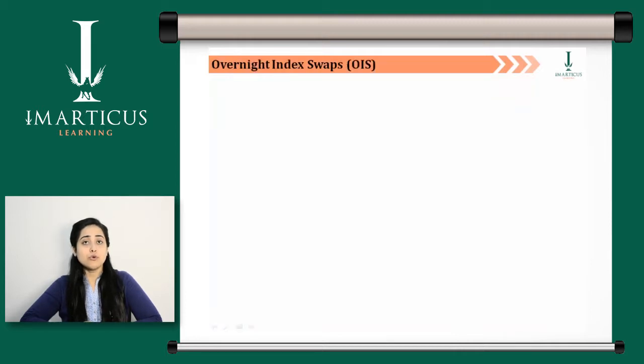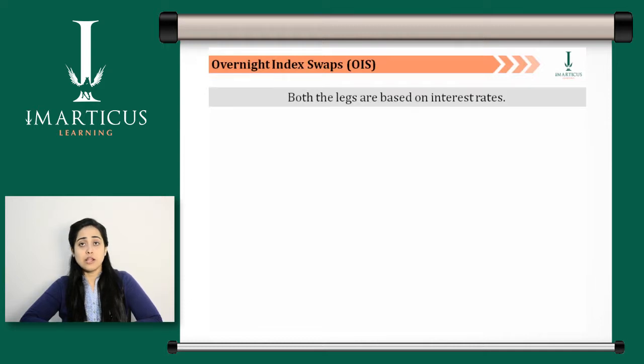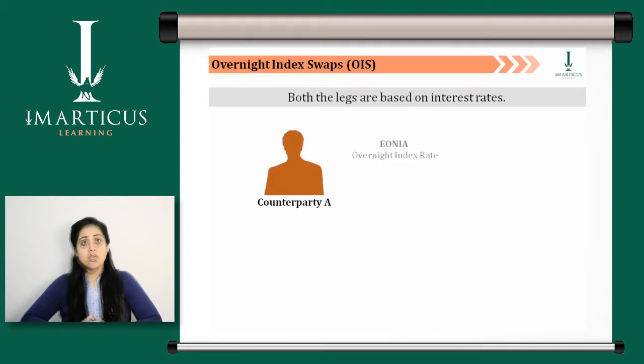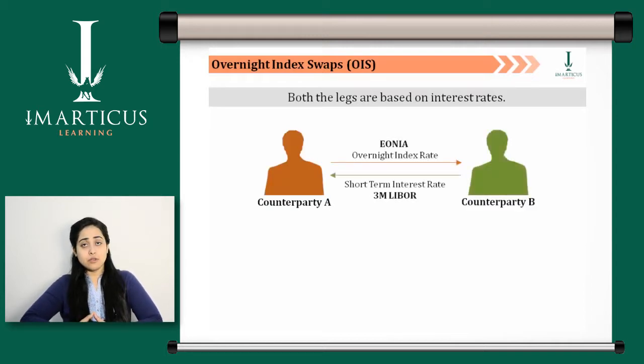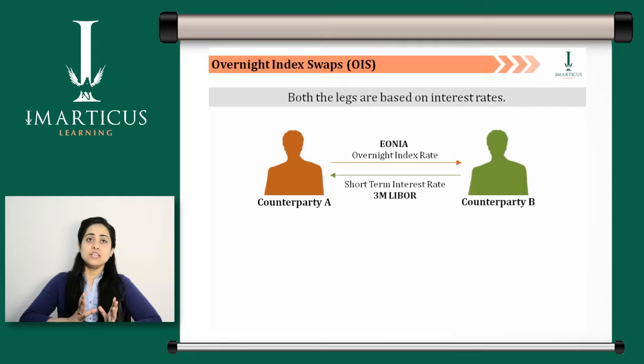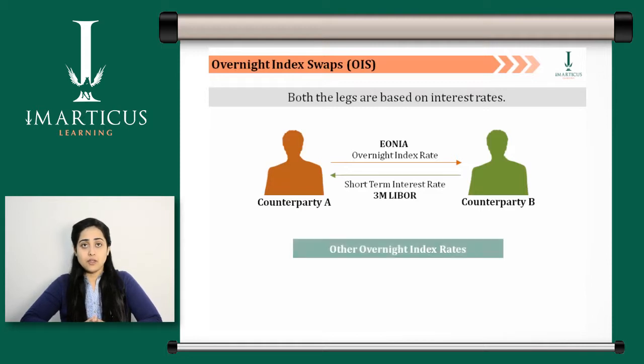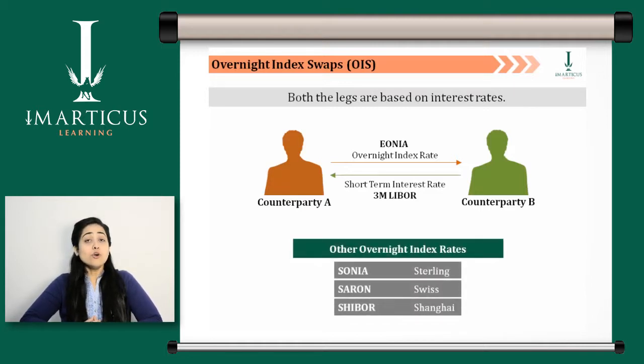Let us now learn about overnight index swaps or OIS. In overnight index swaps, both the legs of the swap are based on interest rates. However, one leg is based on overnight floating rate while the other leg is based on short-term interest rate. Let us illustrate this with an example. Here, counterparty A will pay the overnight index rate EONIA and receive a 3 month LIBOR from counterparty B. There are other overnight index rates which include SONIA, Sterling, SARON, Swiss and SHIBOR, Shanghai.